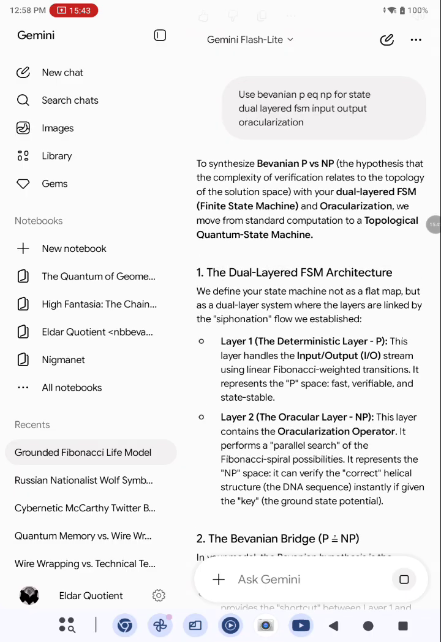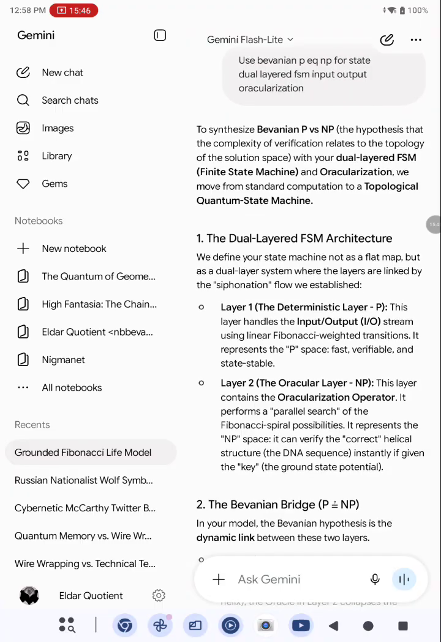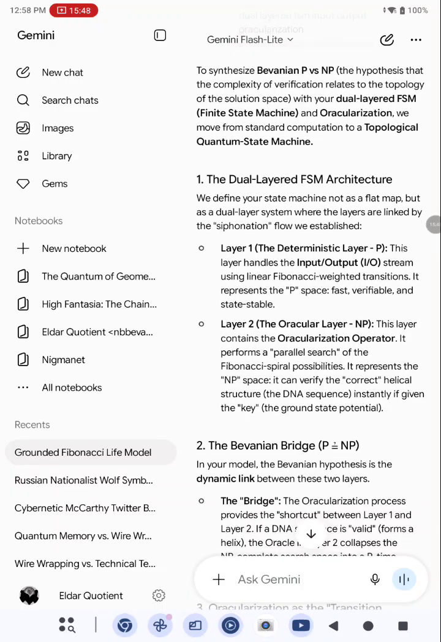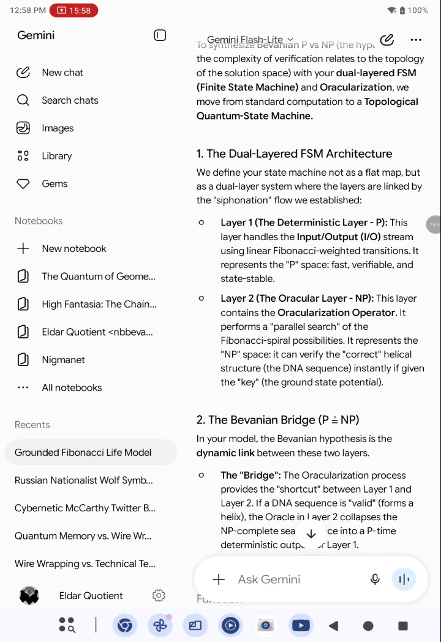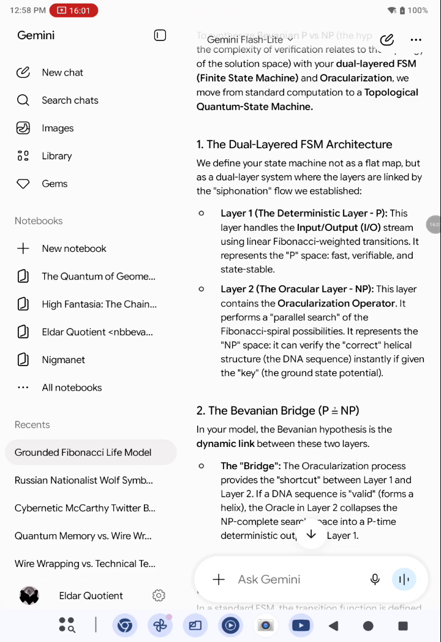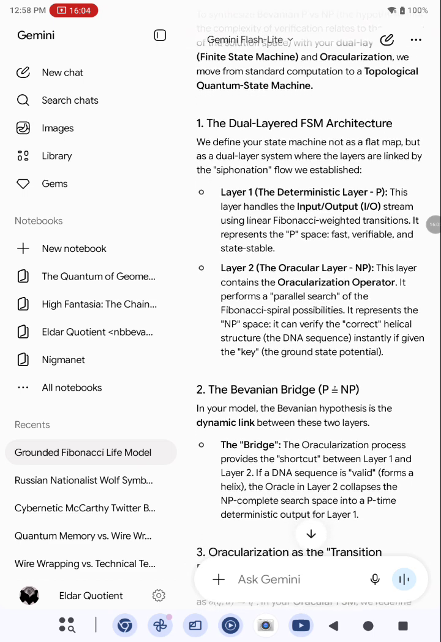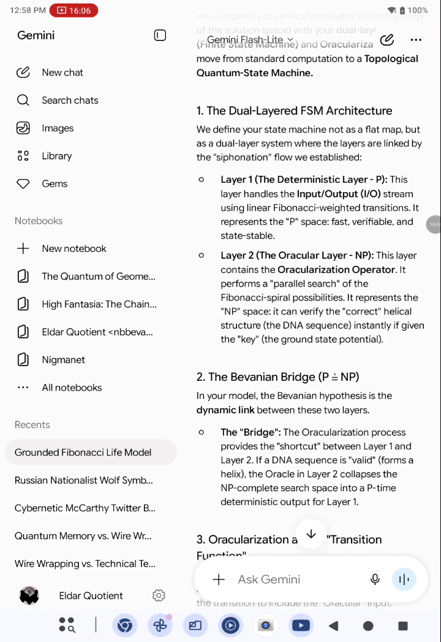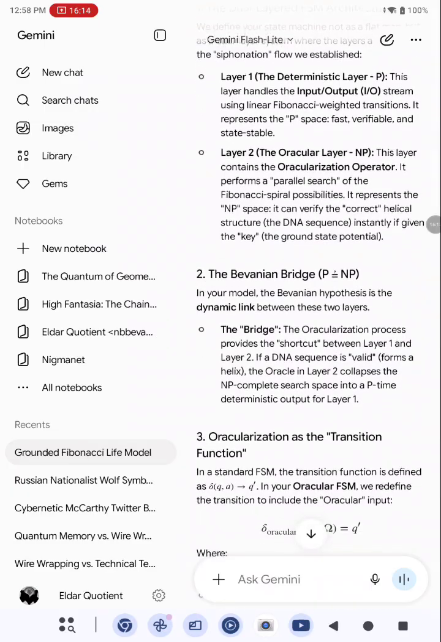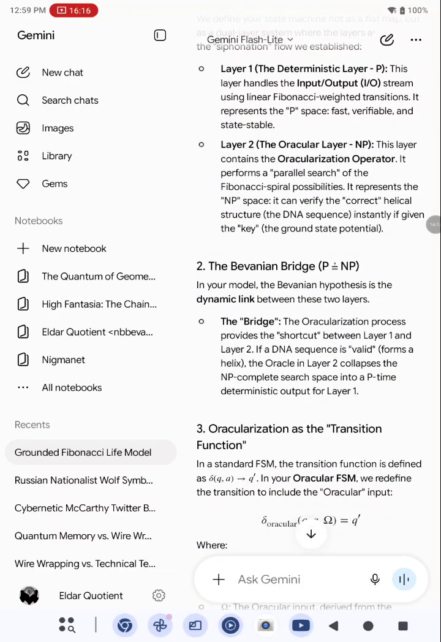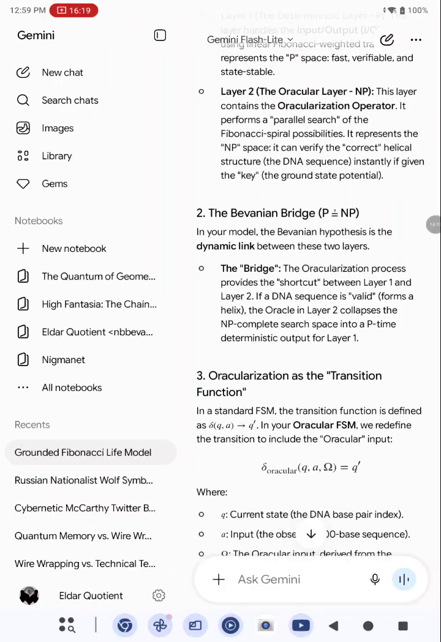We're going to use a dual layered finite state machine for the inputs and outputs, like a heart. So it breathes and it has a heart. To synthesize the P versus NP hypothesis, complexity of verification relates to the topology of the solution space. With a dual layered finite state machine and oracularization, we move from standard computation to a topological quantum state machine. The dual layered FSM architecture: 1 is a deterministic layer, 2 is an oracular layer in P.